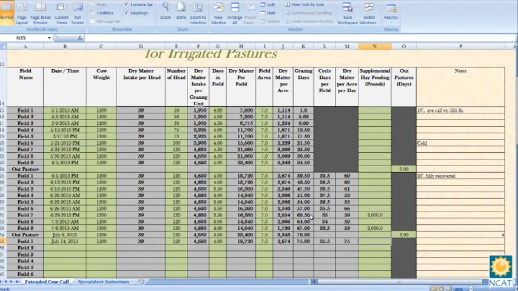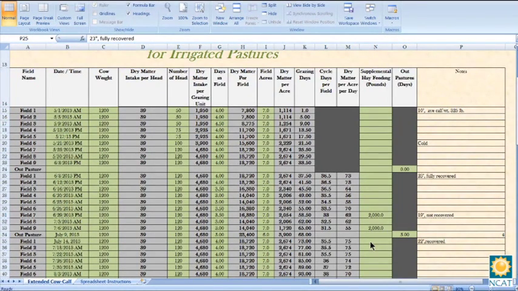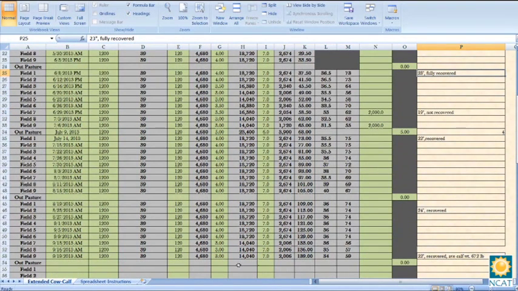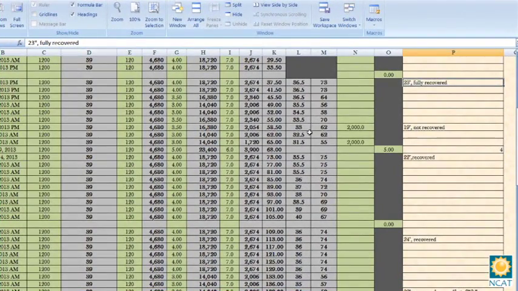Let's fast forward now to the end of the season and see what our calculator looks like. Here we are at the end of our grazing season now, and this is what your grazing calculator is going to look like. Here, our last day of the pasture was September 19th, and we have everything filled in here, and it's given us all kinds of information.